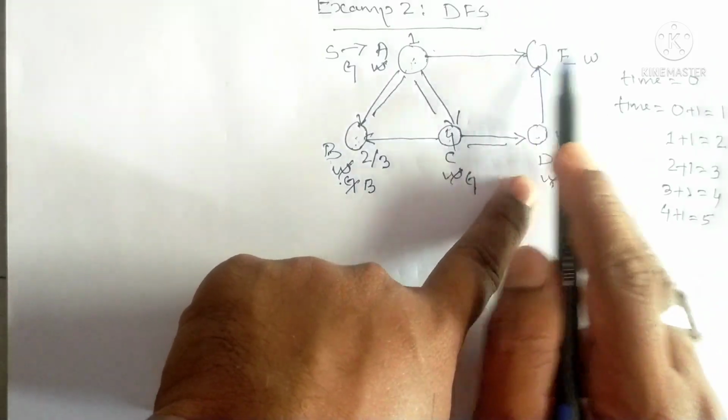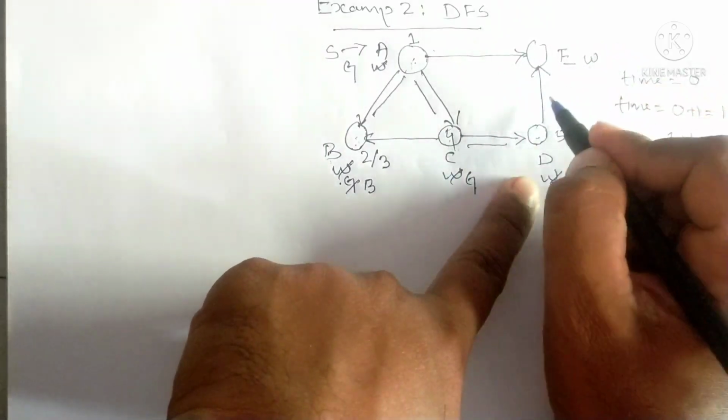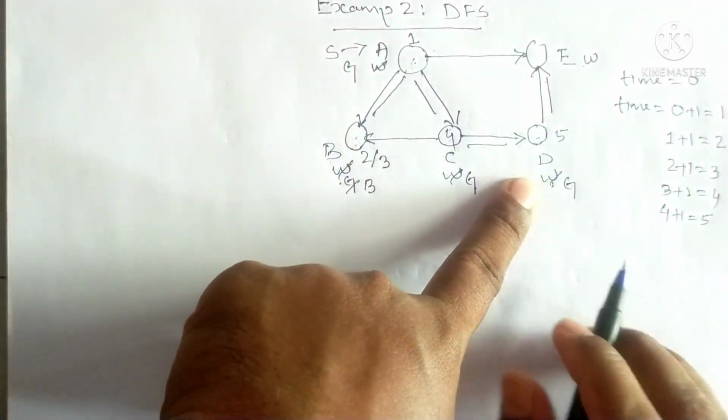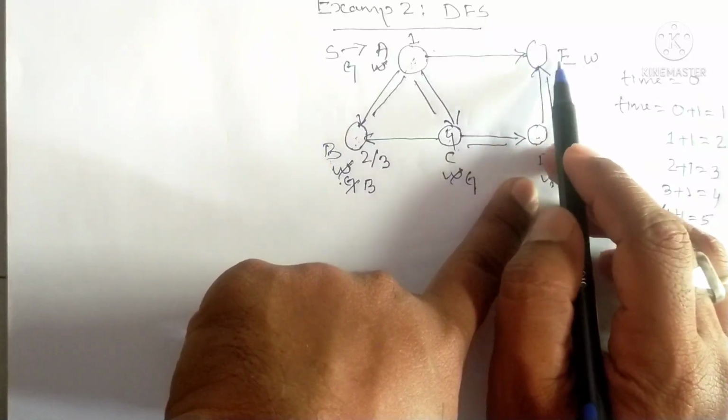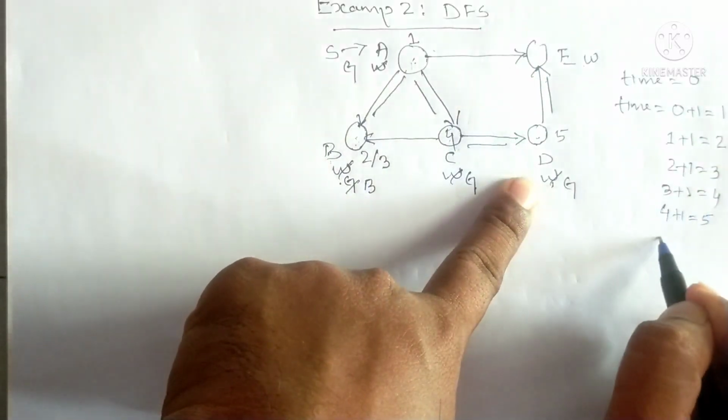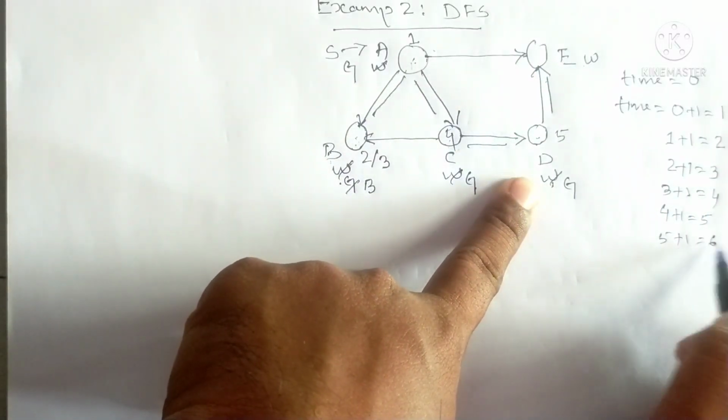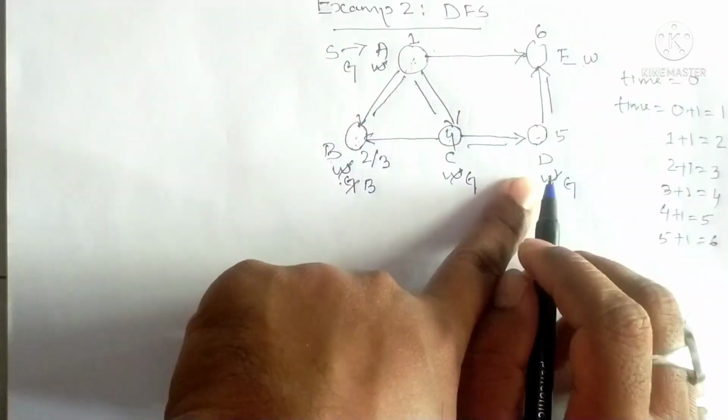Which is adjacent of D? E. Is it white? Yes. If it is white, mention the predecessor of E as your D. Then find the time value of E. What is the time value of E? Previous time plus 1. 5 plus 1 becomes 6. So I'm writing here 6, let's say.